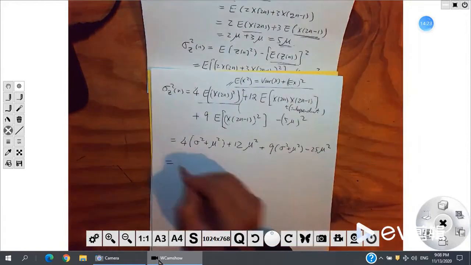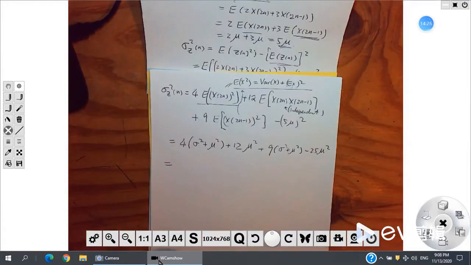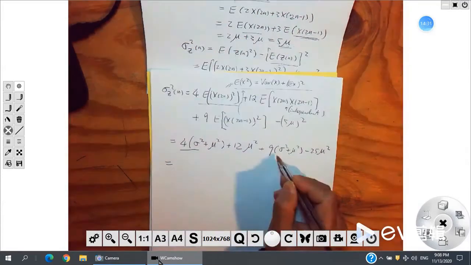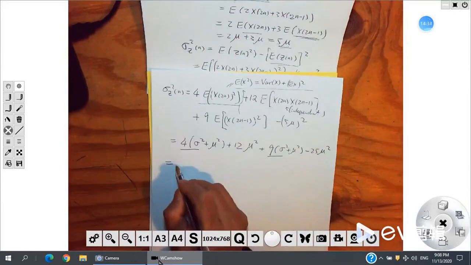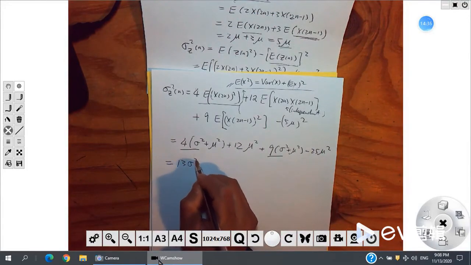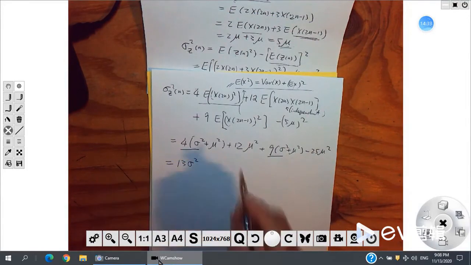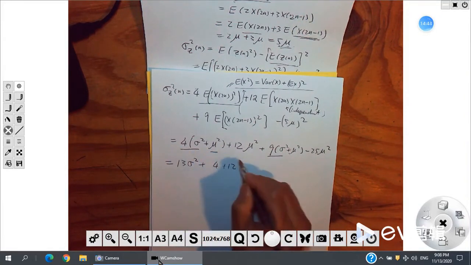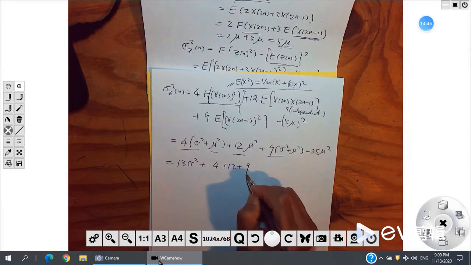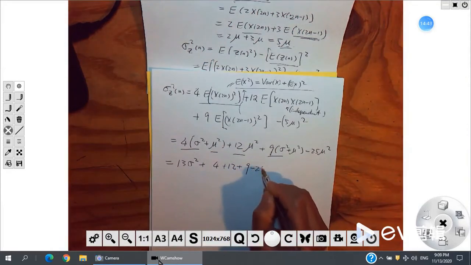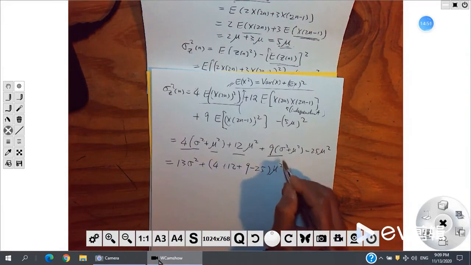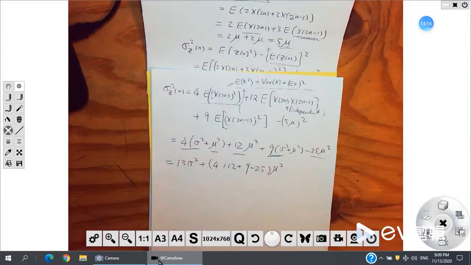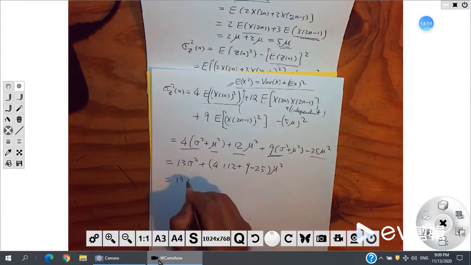Alright, so what is it? For the sigma squared, I have this one sigma squared, this one sigma squared, so I have 13 sigma squared. And for the mu squared, I have 4 plus 12, right? 4 plus 12 plus 9 and minus 25 mu squared, right? 4, 12, 9 and negative 25. Okay, so this is 13 sigma squared.